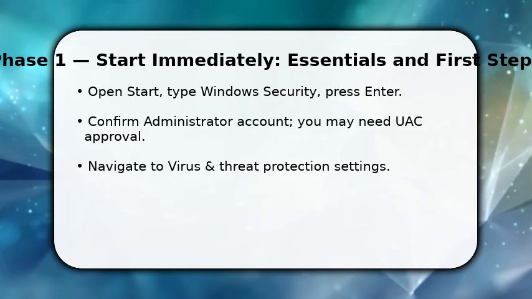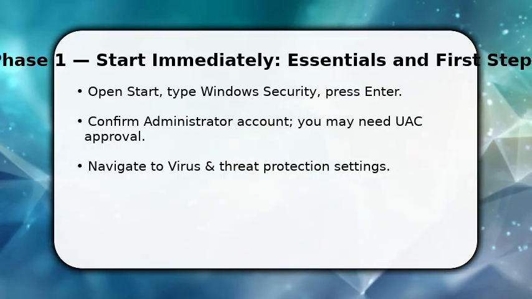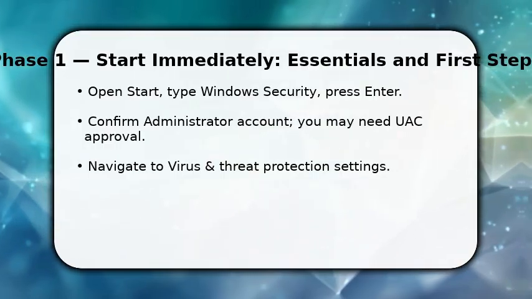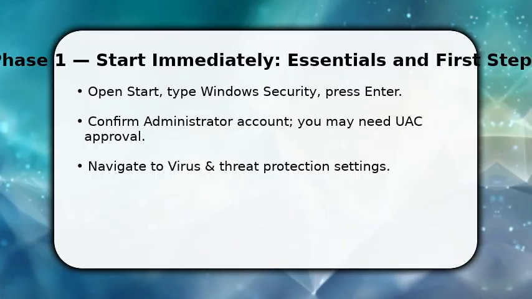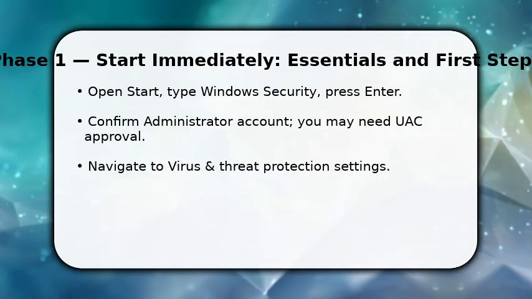Enjoy the video. You start by opening Windows Security and granting permission when prompted. This gives Defender the admin context it needs. Once Windows Security is open, go directly to Virus and Threat Protection because exclusions live there.